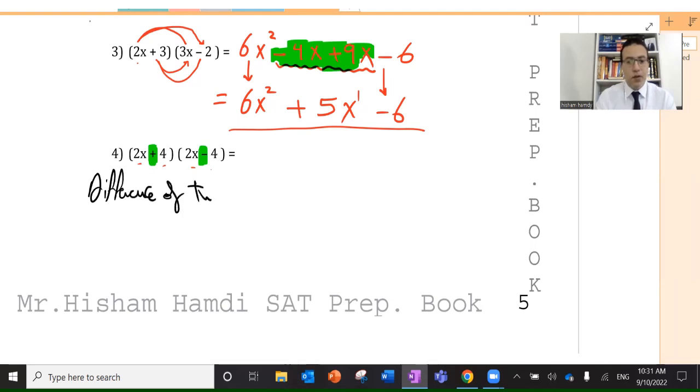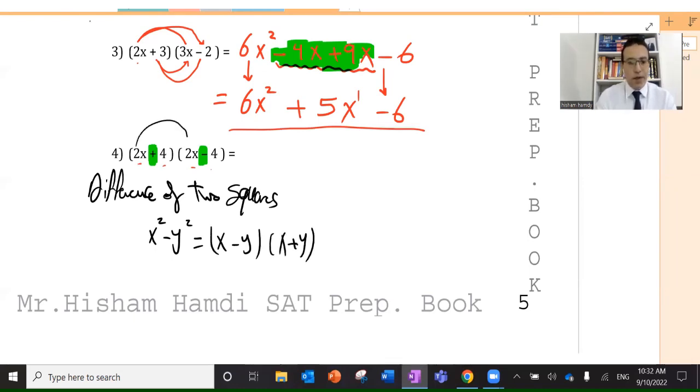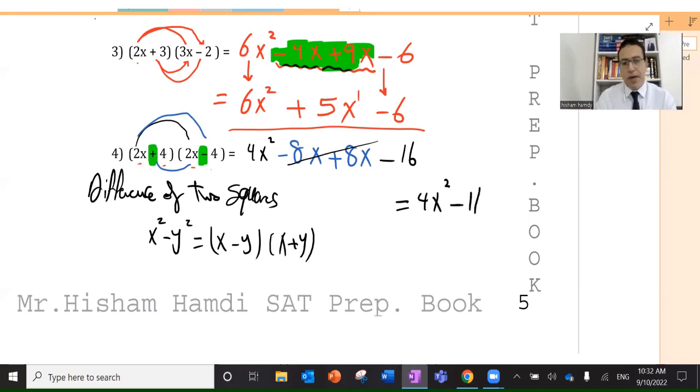We call this the difference of 2 squares. X squared minus y squared is equal to x minus y multiplied by x plus y. So 2x multiplied by 2x is 4x squared. 2x multiplied by negative 4 is negative 8x. Positive 4 by 2x is positive 8x. And then positive 4 times negative 4 is negative 16. So we are going to cancel these two because one is positive and one is negative. So it's 4x squared minus 16.